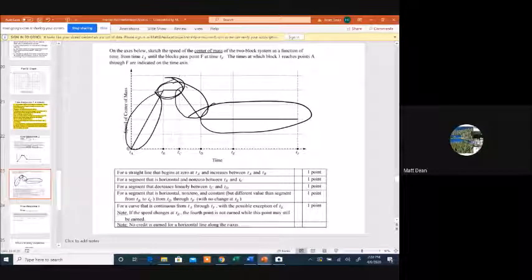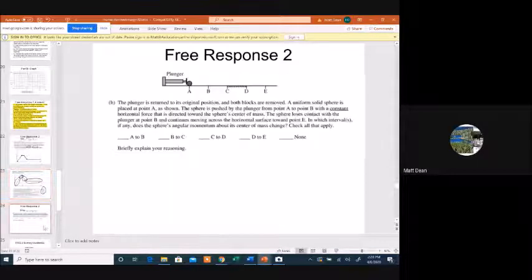There are also some ways to get a point if you drew a curve, but I think that's probably not necessary at this point. I would say these 4 points are the ones most of you probably could have earned. All right, let's go ahead and look at the second part of this question. Take a minute and read part B.